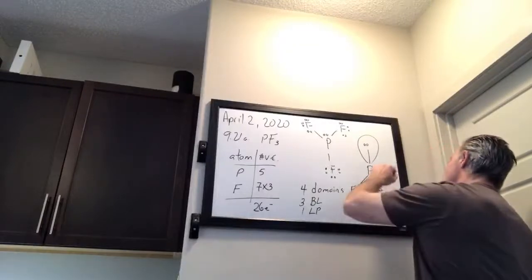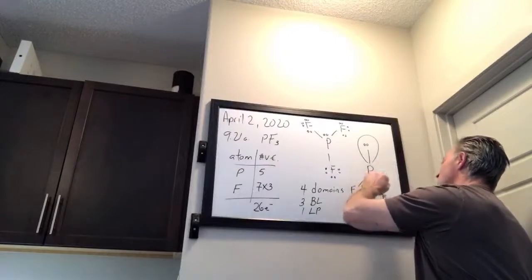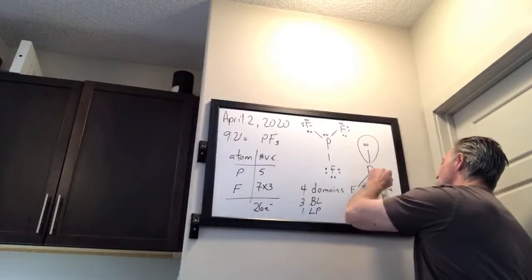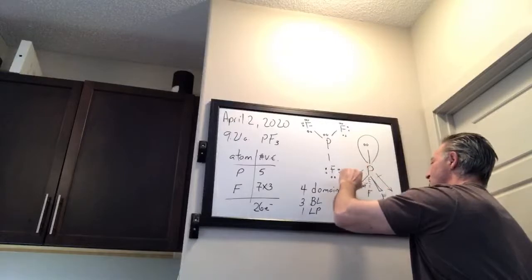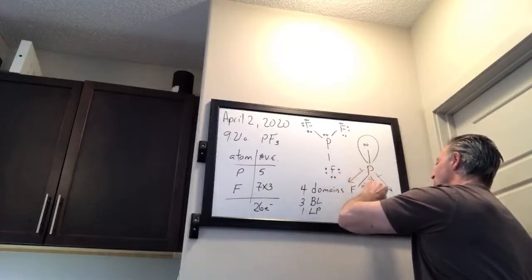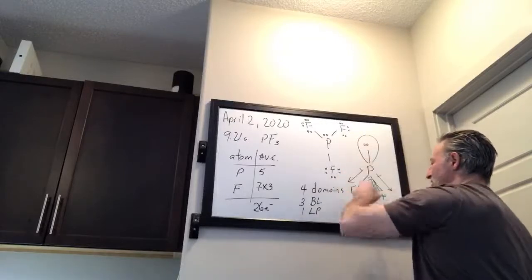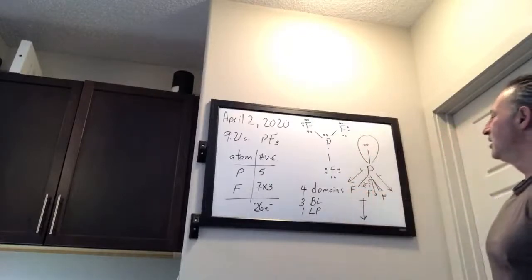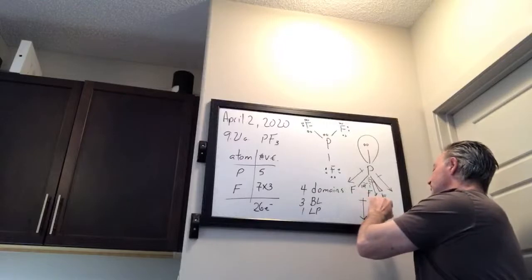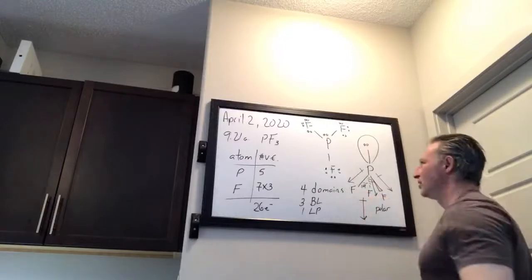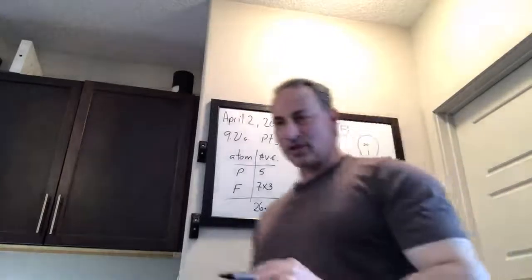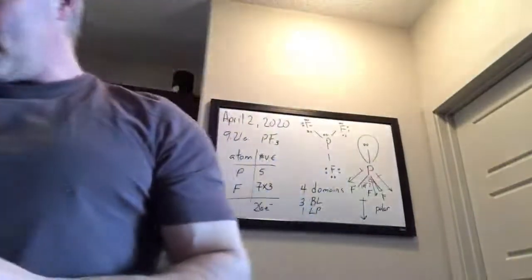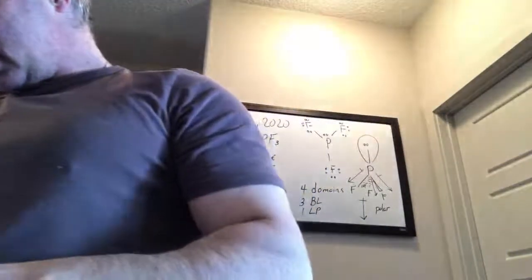This molecule is definitely polar because the fluorine atoms are much more electronegative than phosphorus, so they all have dipoles going this direction. So the resultant dipole would be like that, pointing downward. So the molecule is polar. It's not a symmetrical molecule, so the dipole moments do not cancel in this case.